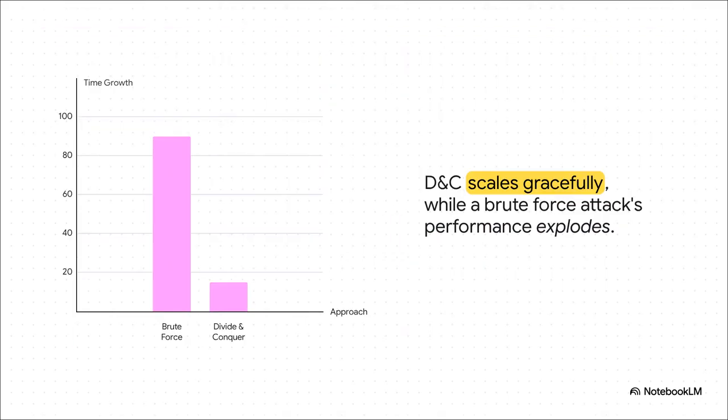And this chart really drives the point home. Look at that difference. As the problem gets bigger, the time it takes for a brute force approach goes through the roof. It can become completely useless. But the divide and conquer approach, it scales so much better. That huge performance gap is exactly why this strategy is so fundamental in computer science.